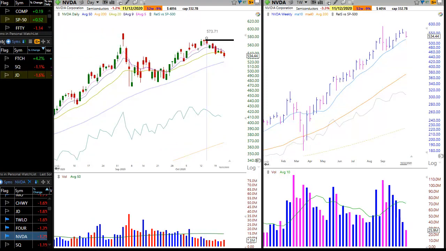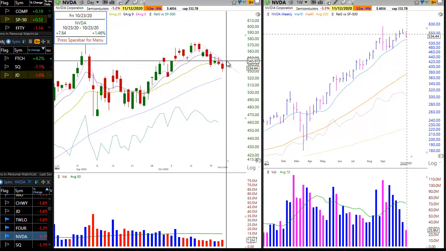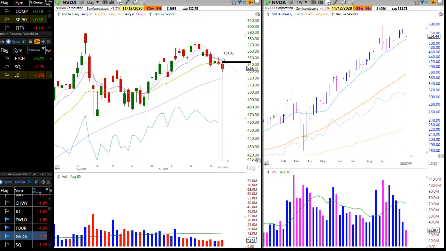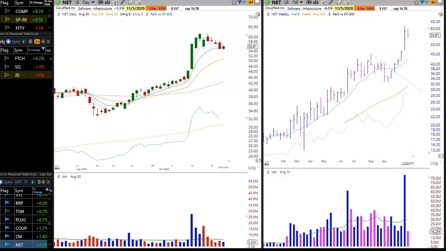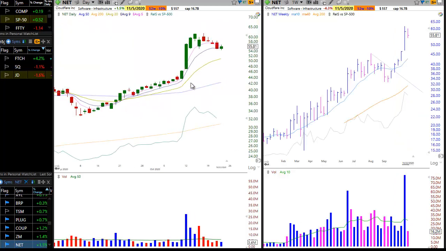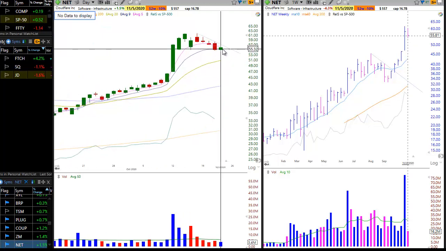If NVDA can clear this downtrend line and get back above the 20, the 9 and the 5-day MA, could be interesting for a starter position here somewhere around the 546 area. YALA, it's a recent IPO. Look for potential downtrend line break, especially if the price can clear Thursday's high. And NET, which has pulled back on really light volume to the 10 to the 9-day EMA. Look for a break of this downtrend line and a move through Thursday's high as the buy entry with a pretty tight stop.